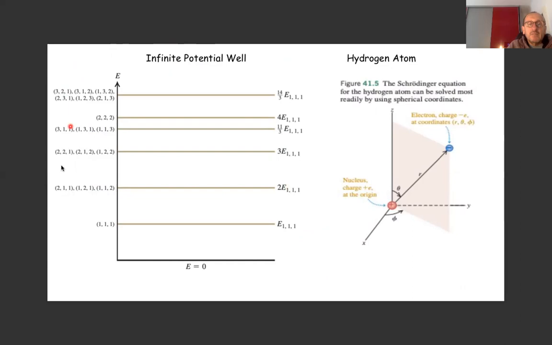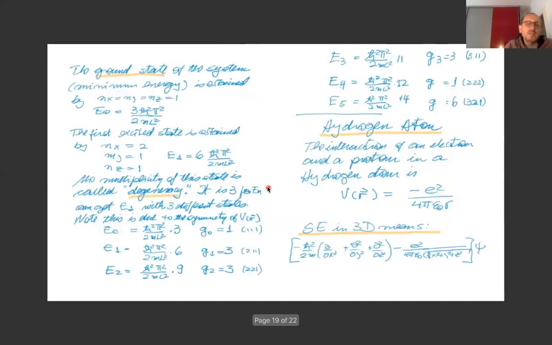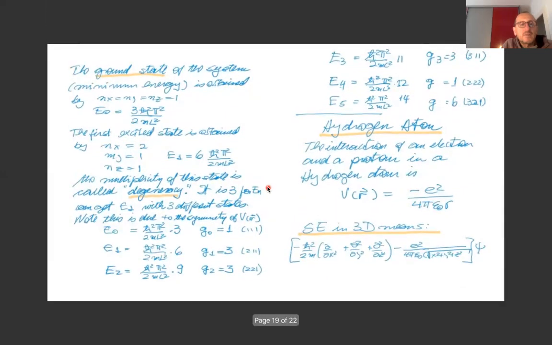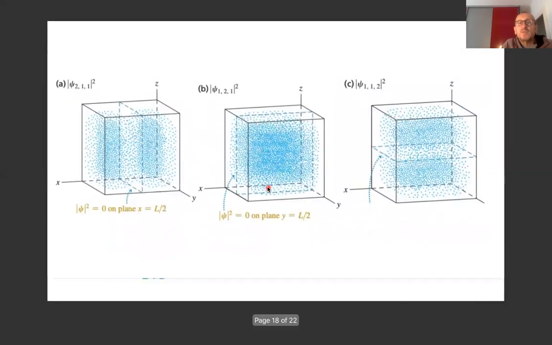So this is the infinite potential well, and we have discovered that due to the symmetry of the problem in 3 dimensions, one energy level can be produced by different quantum mechanical states. This is a very important aspect of the problem. This is what I really want you to remember, because next class we're going to start with the hydrogen atom, and I think this is too much for today.